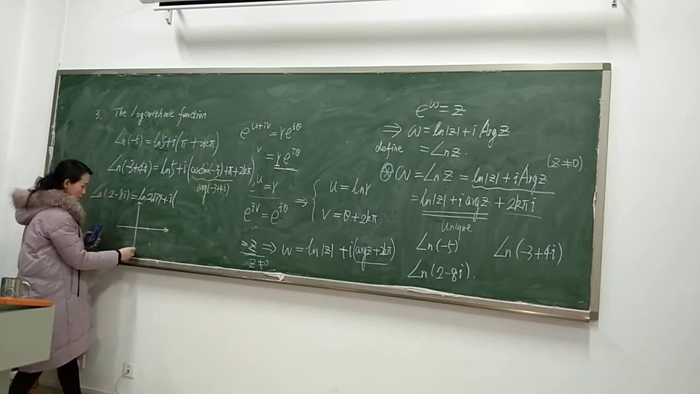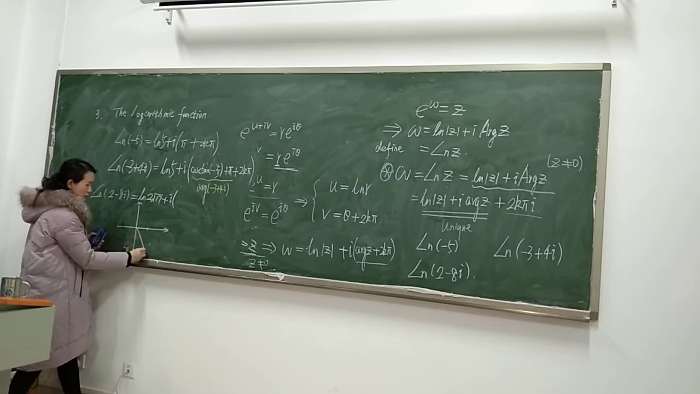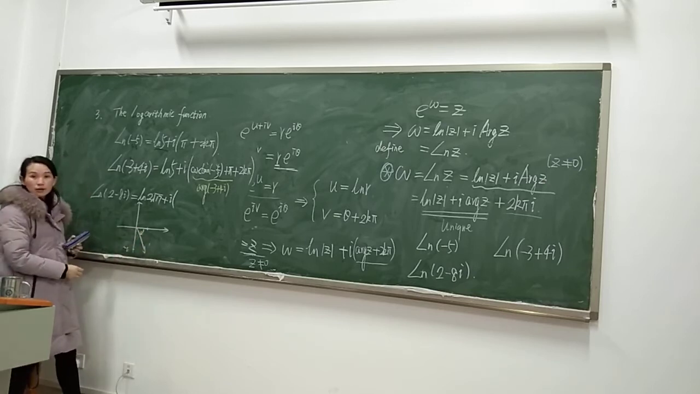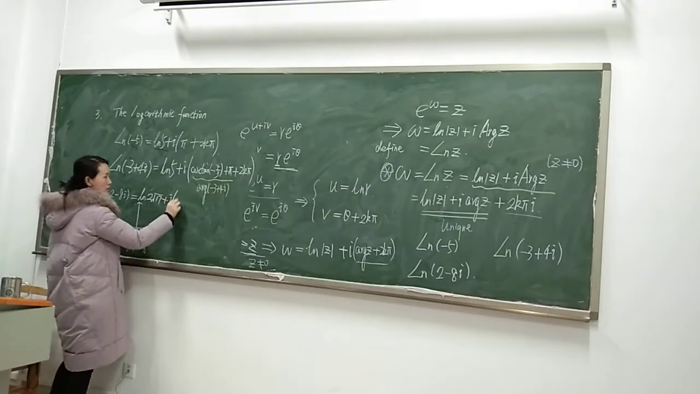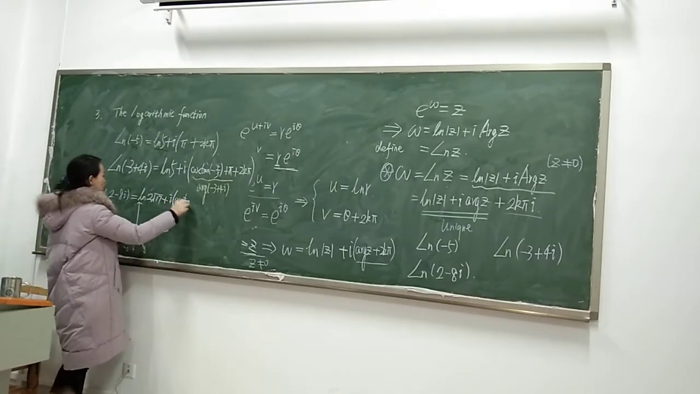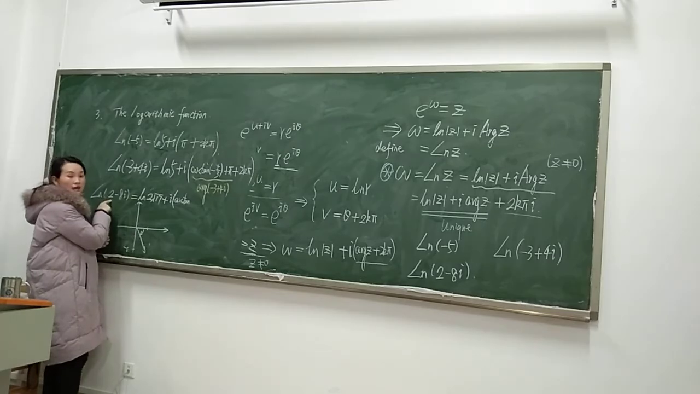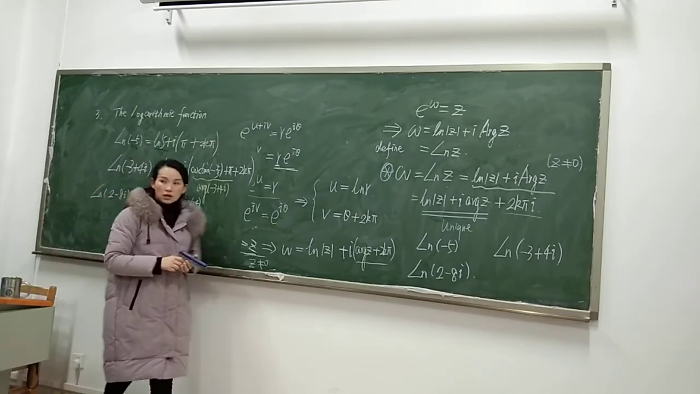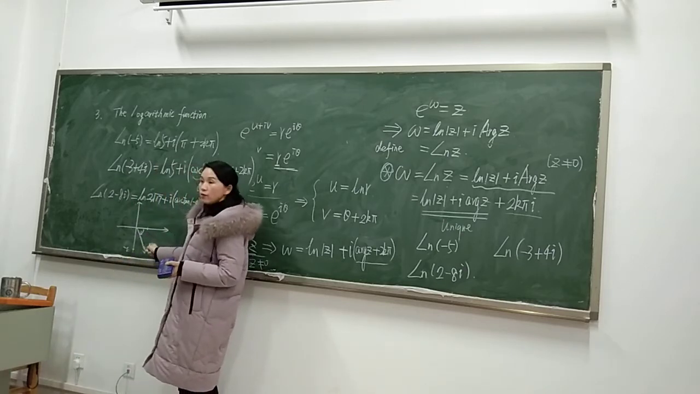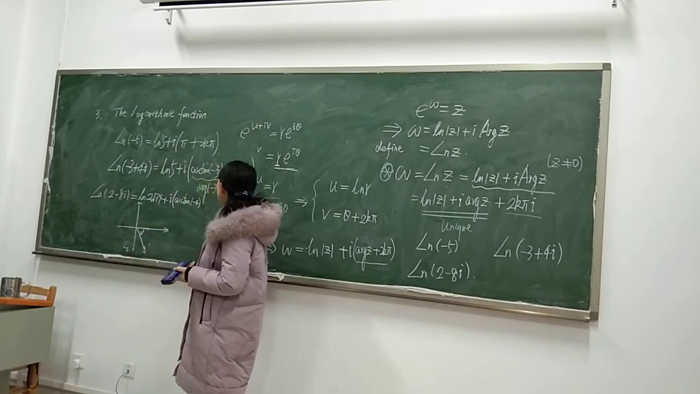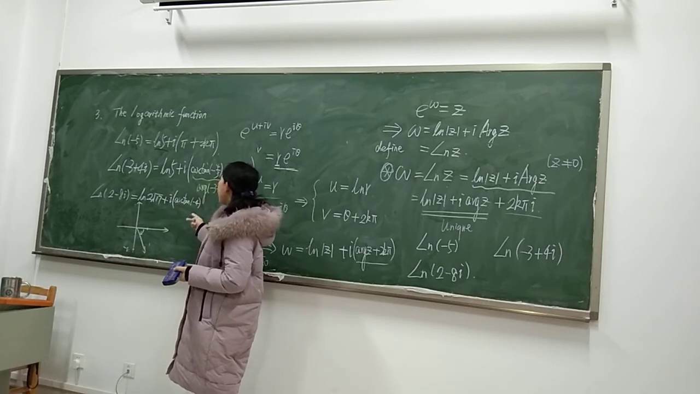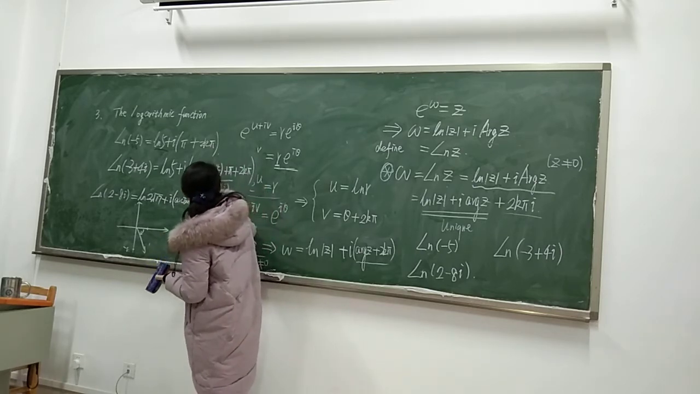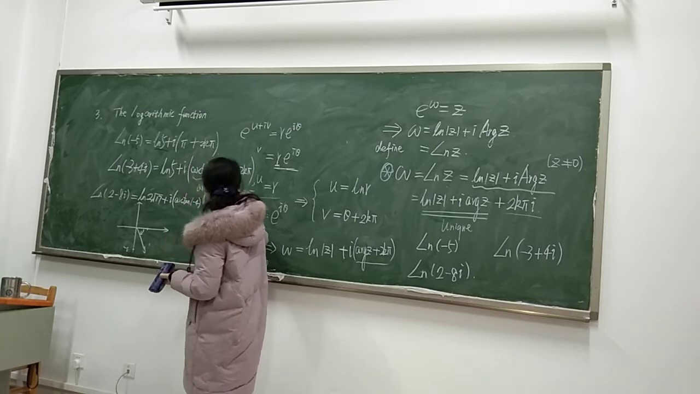here is 2, here is -8. So you can choose this one. Arctangent y over x is -4 because it belongs to the fourth quadrant. So only write arctangent y over x, okay. Then plus 2k pi. What about pi?